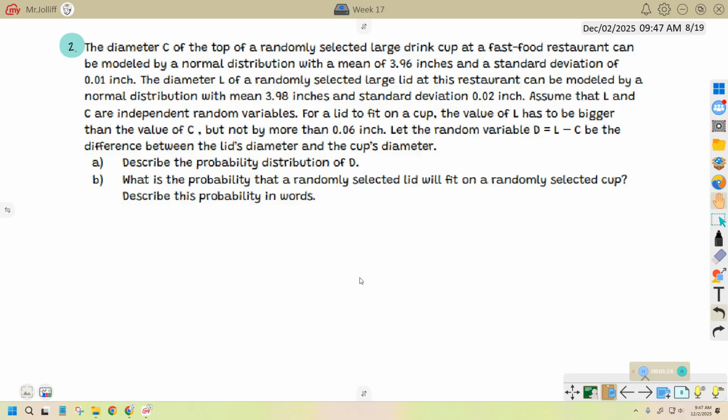So a lot to unpack, yes? Practicing for FRQ questions. So let's start with the two distributions they gave us. So what two distributions did they give us to start with? Diameter of the cup, which we called C. Good. They told us C was normal with a mean of 3.96 and a standard deviation of 0.01.